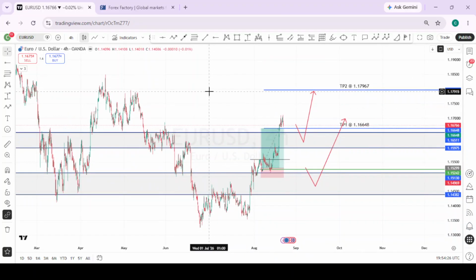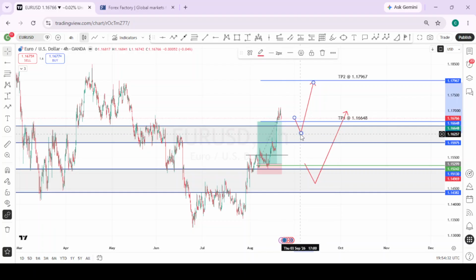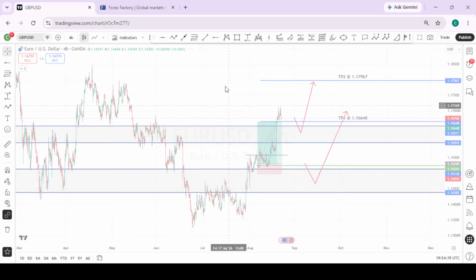It was a win on Euro USD, and so we're going to be patient to see how price reacts when it gets, or should it pull back into this area of interest, then we'll take our buying opportunities to the upside.